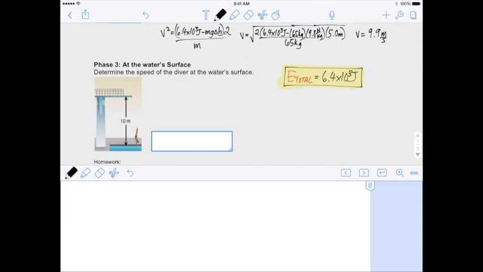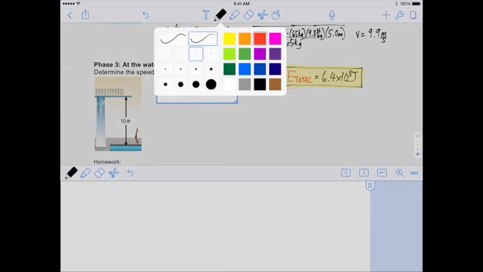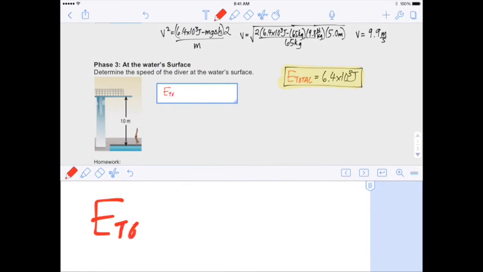In phase 3, how much energy does this diver possess just before he hits the water? Well, the total energy is going to remain the same, as it has been for the entire journey. It's 6.4 times 10 to the power of 3 joules. But what type of energy does it possess? Let's start by listing all of these types of energy. So, total energy is equal to the sum of all the energies.